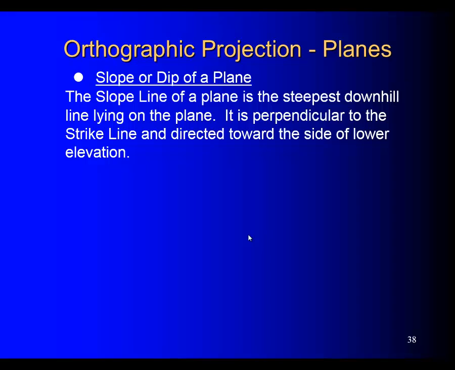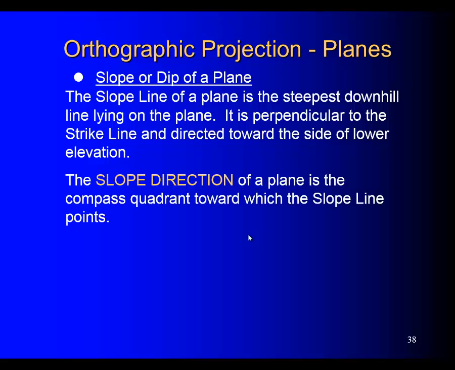The additional thing that we're going to have to do, though, is give a general quadrant direction that it's sloping down towards. So either north, south, east, west, or northwest, southeast, southwest, northeast. We're not going to do the exact so many degrees west of north or anything like that. Just a general direction that it's sloping down.